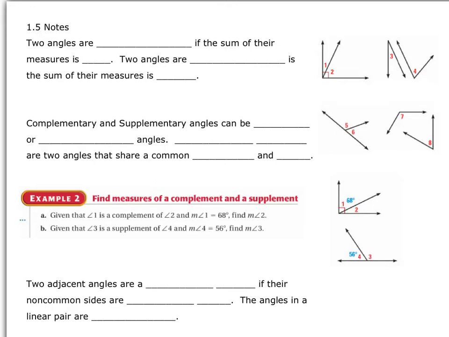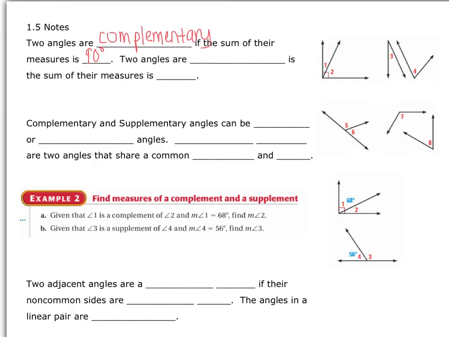So two angles are complementary if the sum of their measures is 90 degrees. So remember, sum means if you add it together, they're 90 degrees. If you look at this picture over here, there are two angles, angle 1 and angle 2, and then there's also a larger angle, the big one. We could call that angle 3.